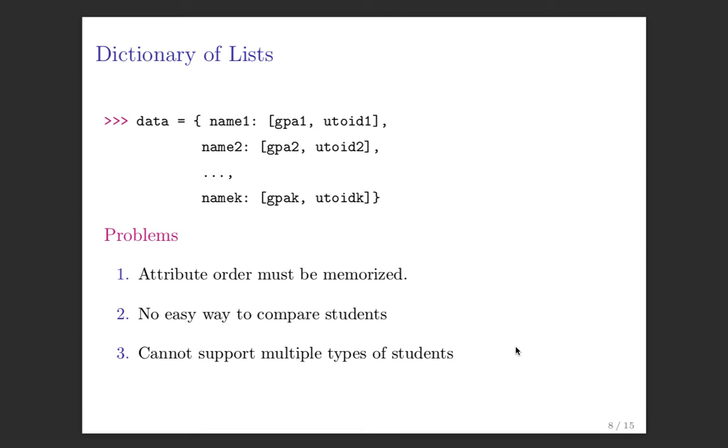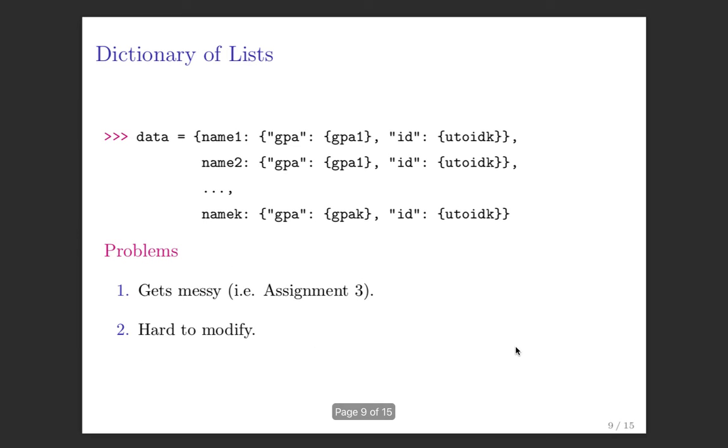Okay, so we can at least key the student name to this pairing, GPA and user ID, but we still have to remember the order of the attributes in the list, right? There's still no easy way to compare students, and we still can't support multiple types of students. What I was saying was more like for each student, they have a dictionary. So you can make a dictionary of dictionaries then. Right, so name 1 goes to a dictionary which takes GPA to GPA and ID to ID.